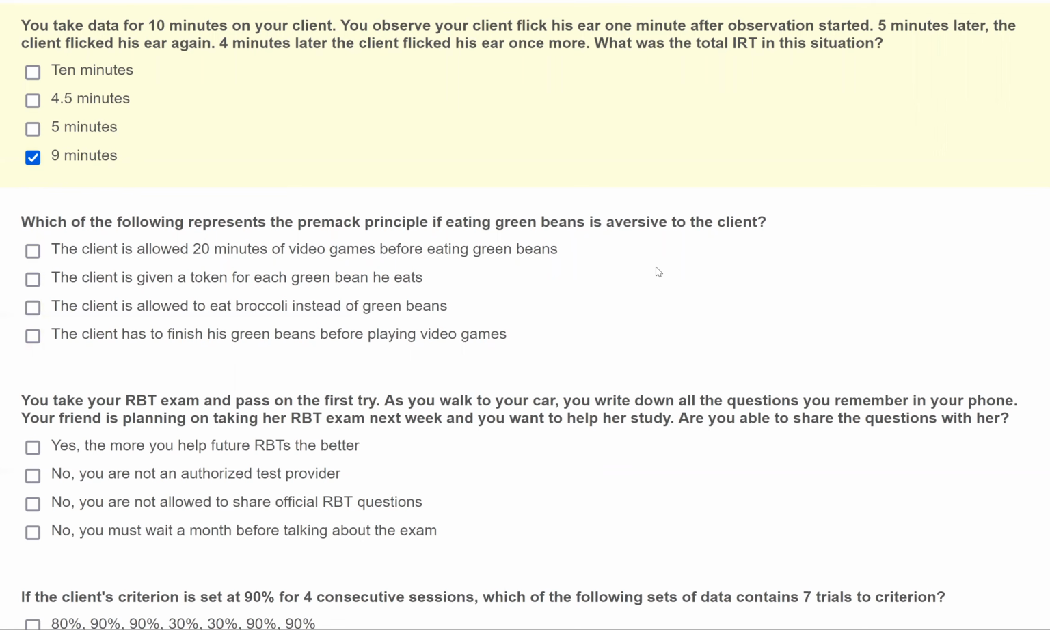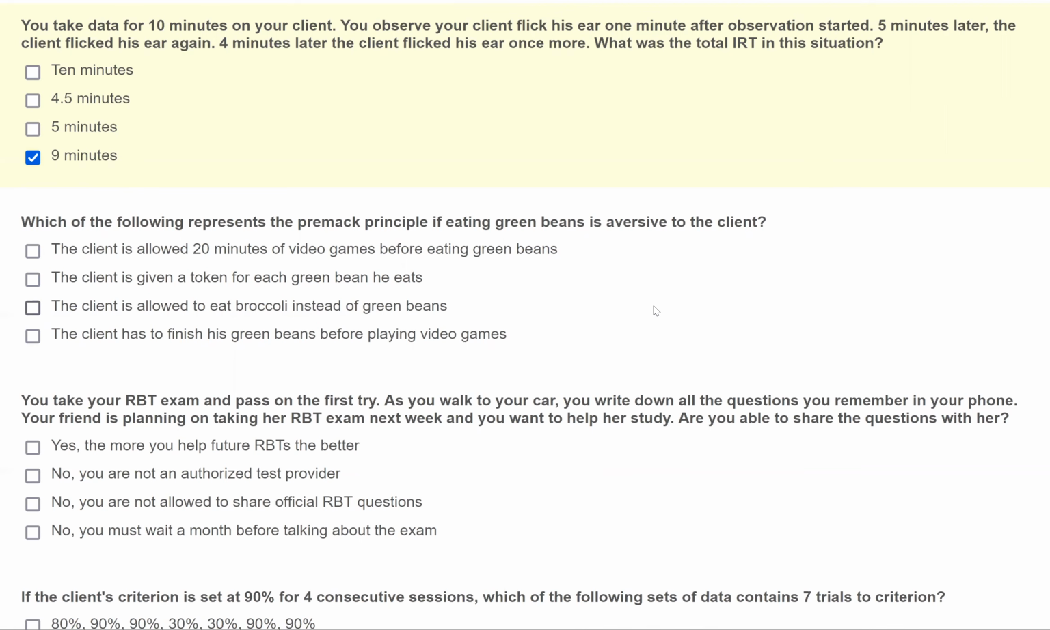So we've defined it. Now the question becomes fairly straightforward. If we know green beans is the aversive, well, green beans is going to come first, right? Because in the Premack principle, the preferred activity is the reinforcer.